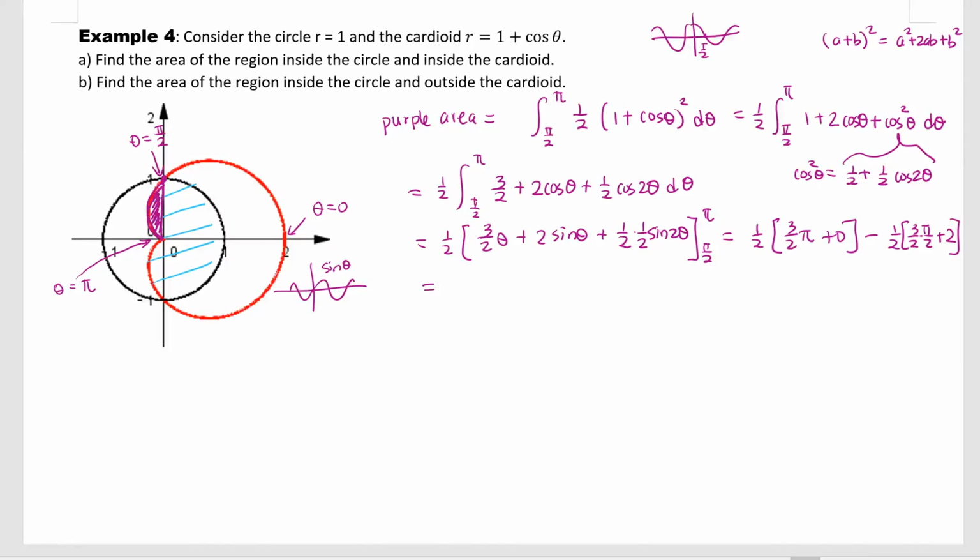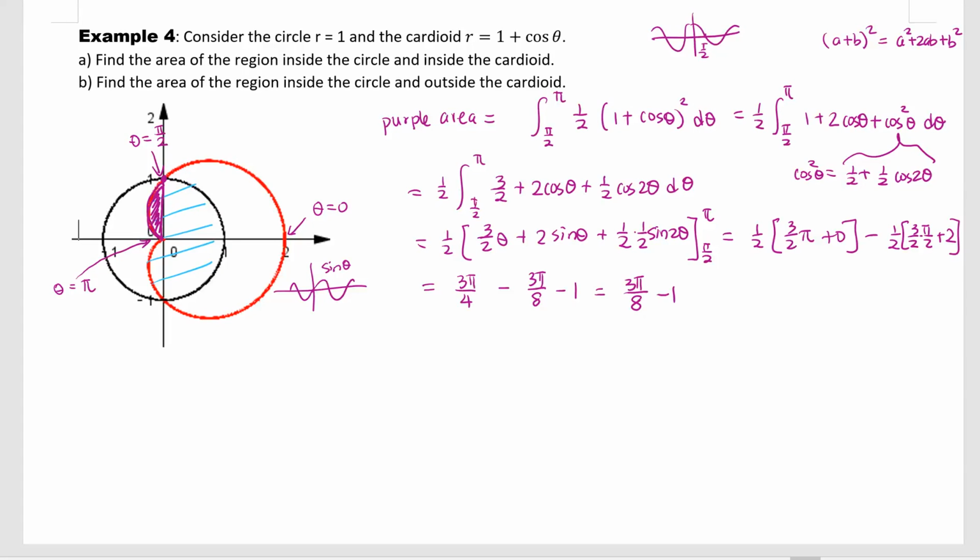Okay, so we get 3 pi over 4 minus the 3 pi over 8 minus 1 half times 2, which is 1. Oh, 3 pi over 4 minus 3 pi over 8 is 3 pi over 8, minus 1. So that is the purple area.